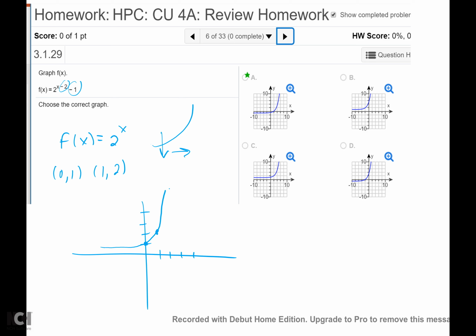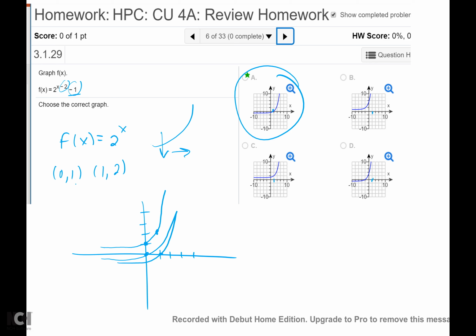So if I moved this down 1, that would put it doing this. And then if I moved it right 1, that would make it do this. So I'm looking for this graph that hits that 1. And see, this one doesn't, this one doesn't, this one doesn't. It's got to be that one. Or you could do the math, which would make it even more accurate.